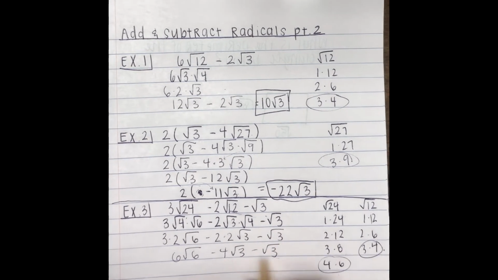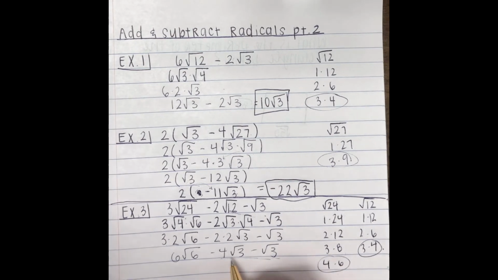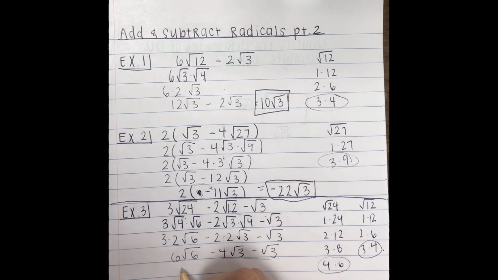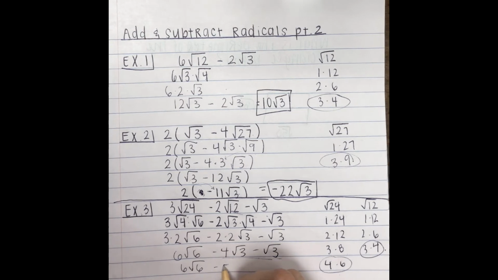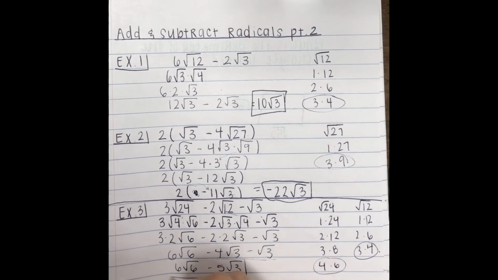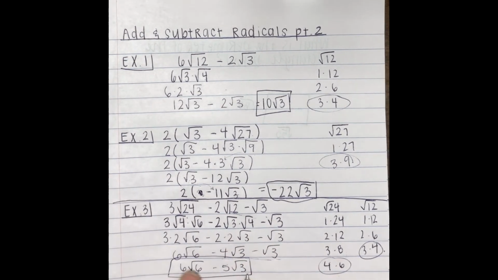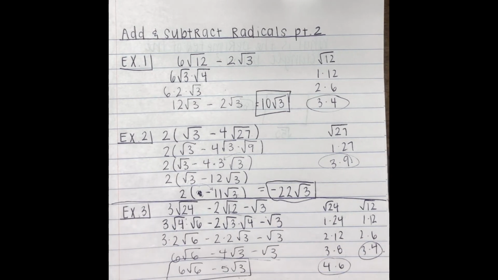So we do have like radicals right here. A negative 4 square root of 3 minus 1 square root of 3 gives me a negative 5 square root of 3. And this would be our final answer because these two are not like radicals and they are simplified, which means we are done.